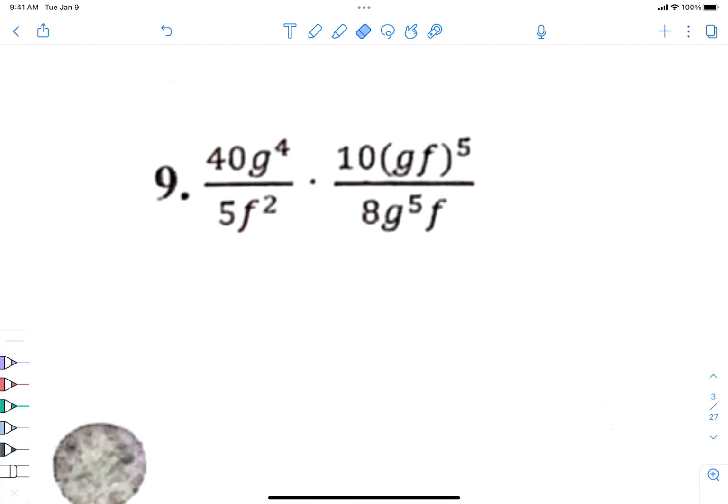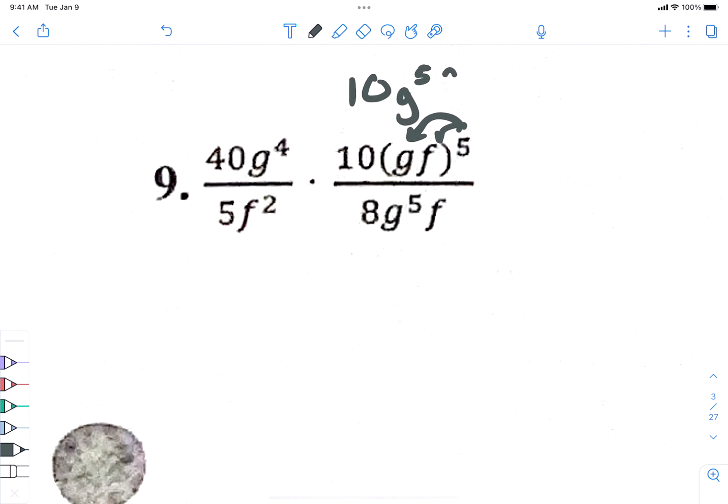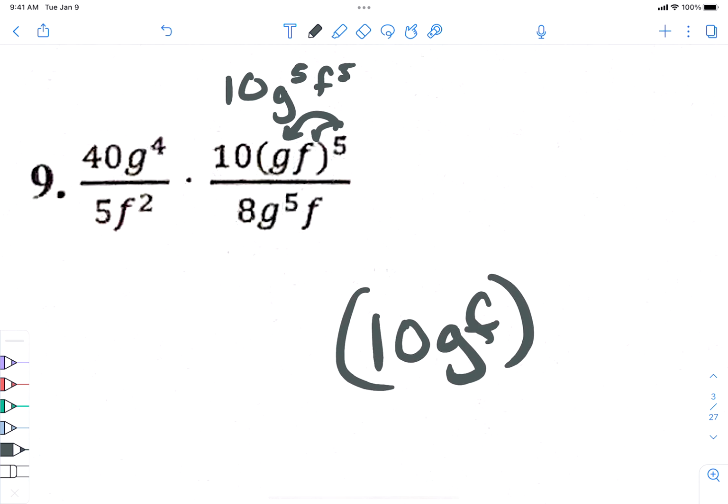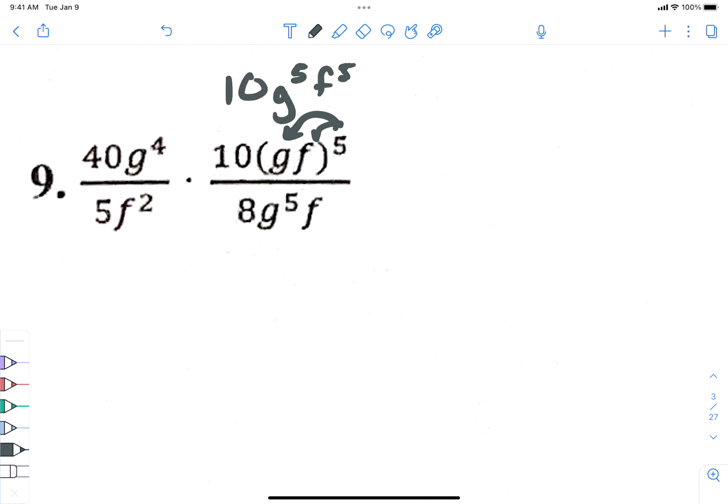So how can you get rid of them? Like the 5 comes through, right? So this is now 10, G5, F5, right? Now, do you take 10 to the 5th power also? No. It's not in the parentheses. If they meant for that to happen, it would look like this instead, right? Okay, but you're not taking the 10 to the 5th power. So no, let's not do that.